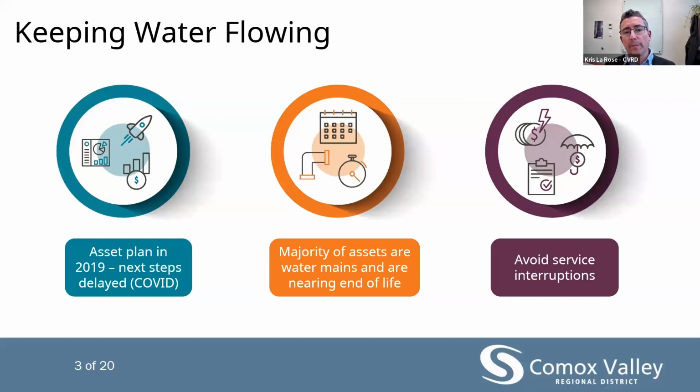Asset management plans help to avoid service interruptions. They include an assessment of the condition and the risk of the infrastructure and how critical each asset is so that we can prioritize replacements and ensure that the water is there when we need it.